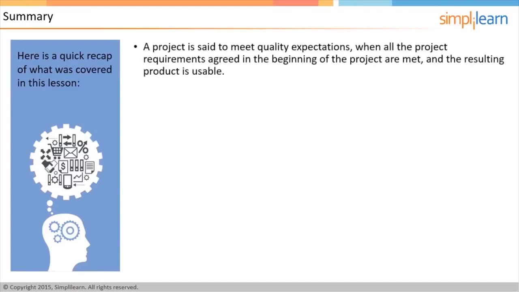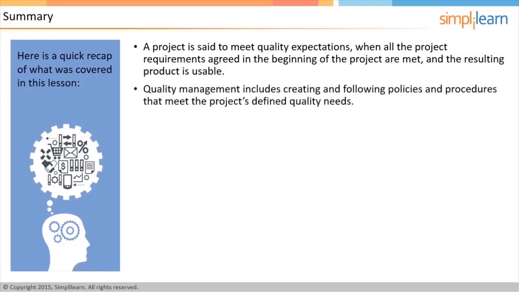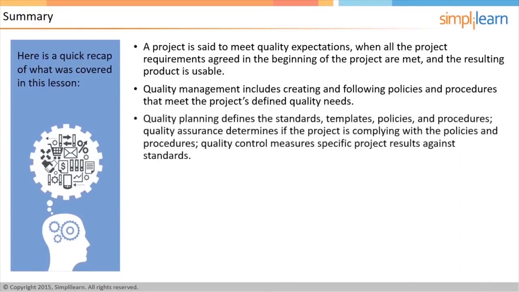A project is said to meet quality expectations when all the project requirements agreed in the beginning of the project are met and the resulting product is usable. Quality management includes creating and following policies and procedures that meet the project's defined quality needs. Quality planning defines the standards, templates, policies, and procedures. Quality assurance determines if the project is complying with the policies and procedures.